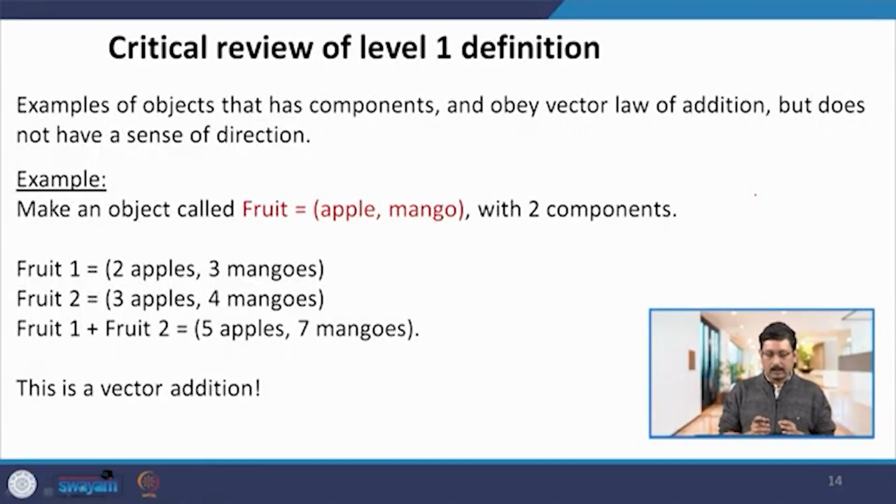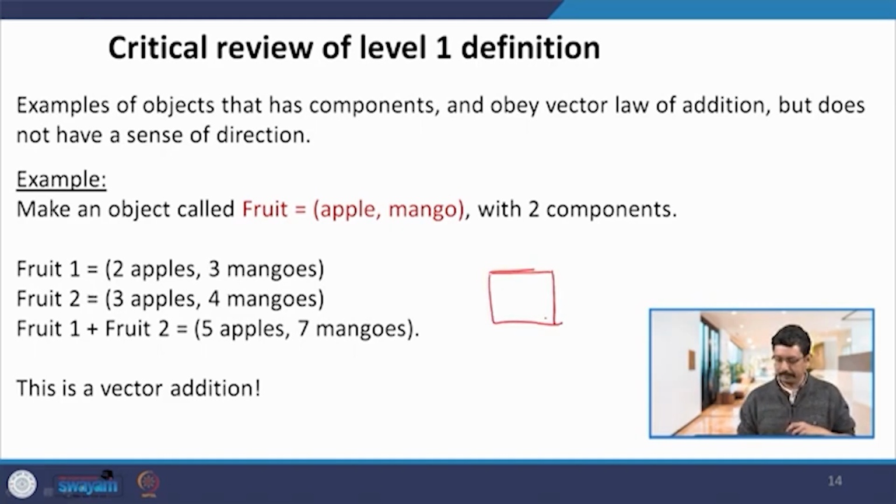Now, I will give you examples of objects that have components and obey the vector law of addition, but do not have a sense of direction and are not vectors in our usual sense. Here is a very simple example. Suppose you have one basket with fruits. So, this is a basket with fruits.